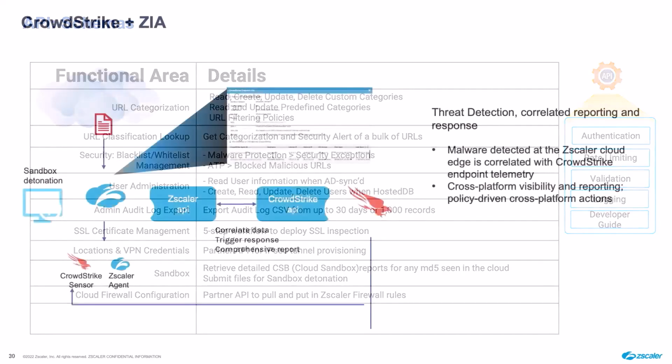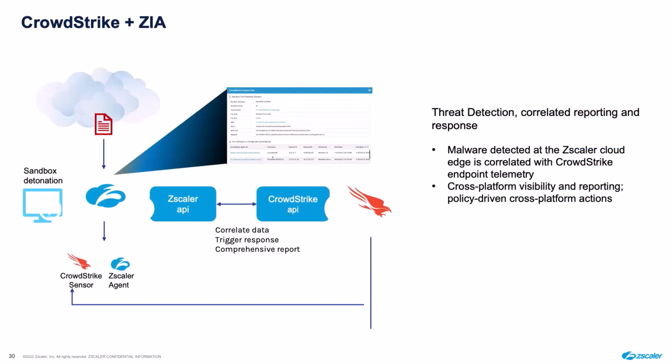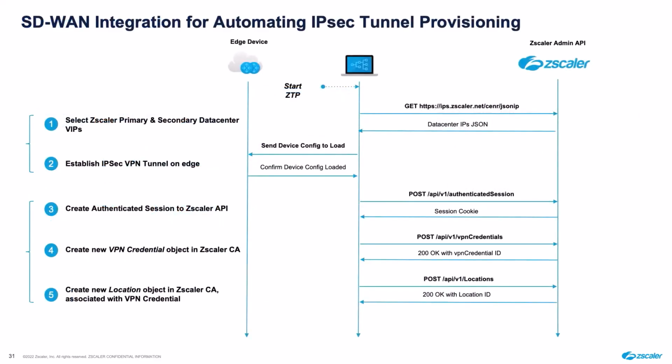One example of this is the CrowdStrike API, where we can correlate data between Zscaler and CrowdStrike, and we have the CrowdStrike sensor running on the endpoint. So, SD-WAN integration for API.